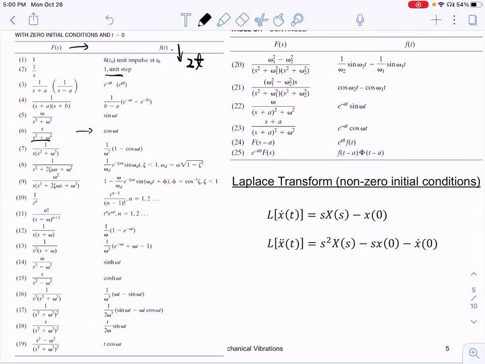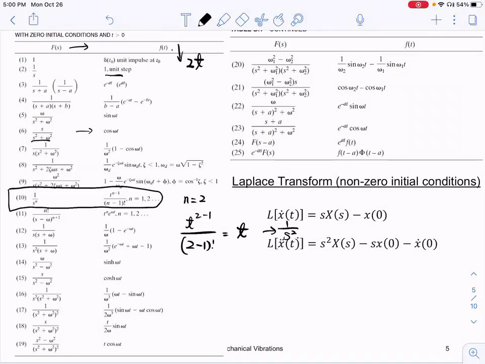It's not that obvious, but it's definitely in this. So you need to focus on number 10. When n equals 2, you get t^(2-1) over (2-1) factorial, so it's t directly. Then when n is 1, the Laplace transform is 1 over s squared.